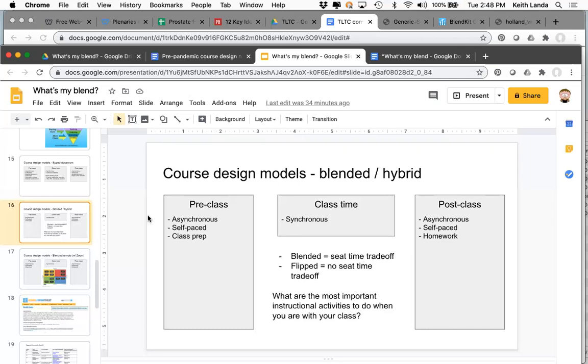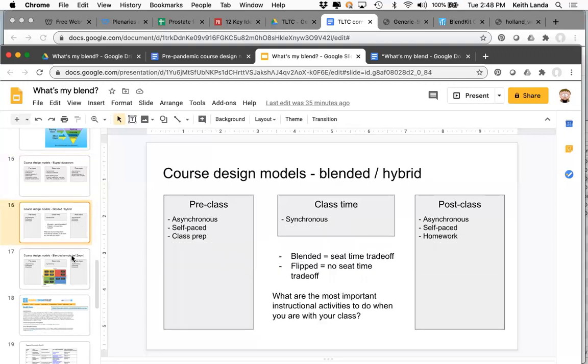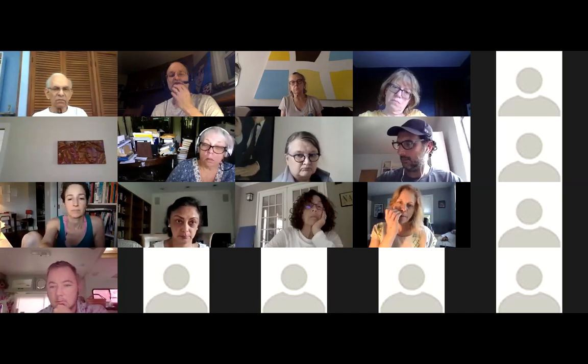The question then becomes, whether we're talking about this model where we're not adjusting the times or this model, what are the most important activities that we can target for this time when we are together in the room, whether that room is our classroom on campus or whether that room is our Zoom session? So let's have some conversation about that.